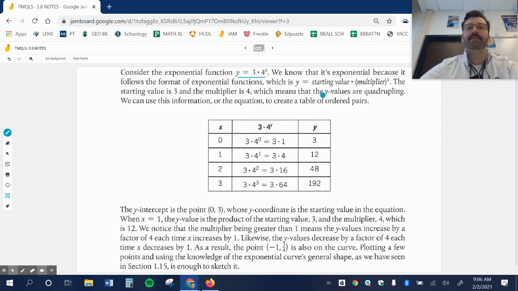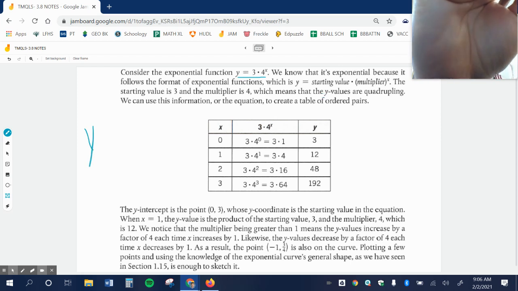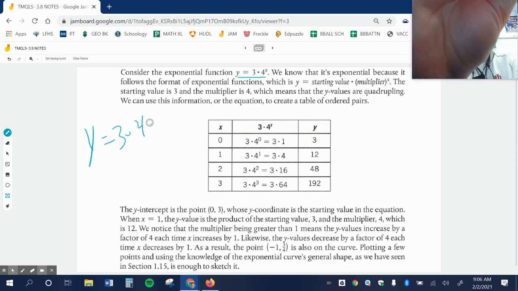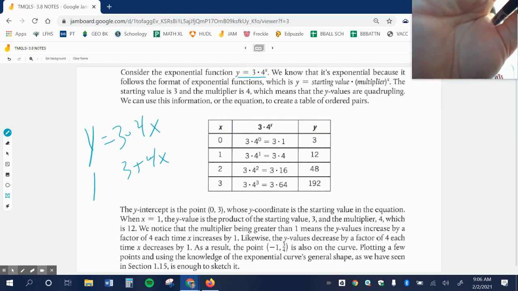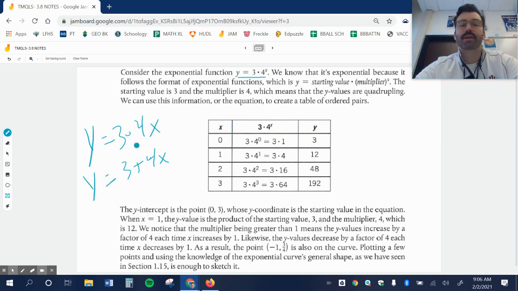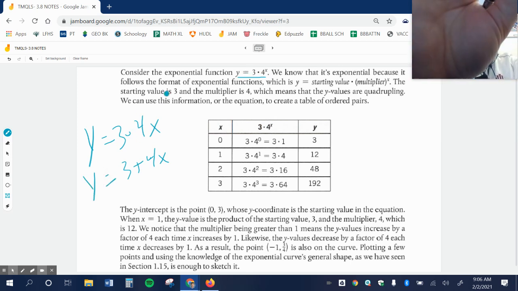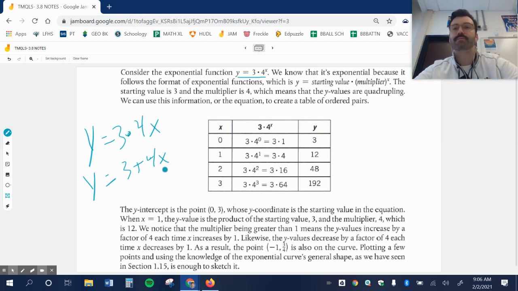Okay, that is different than something like this: y equals 3 times 4x or 3 plus 4x. Both of these functions here in blue, those would be linear because our variable is not our exponent, it's just being multiplied to our constant, okay?